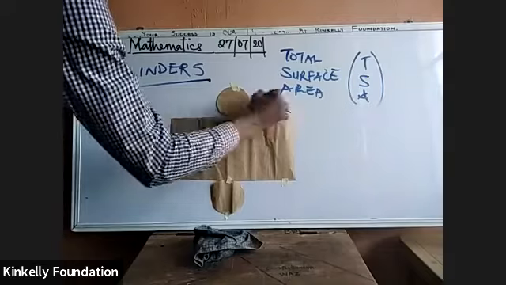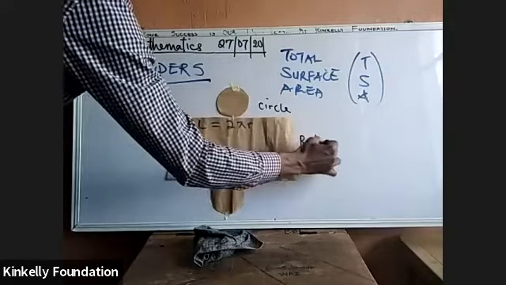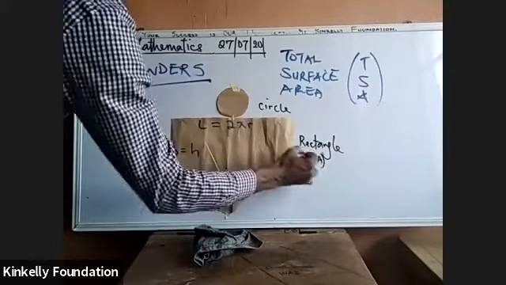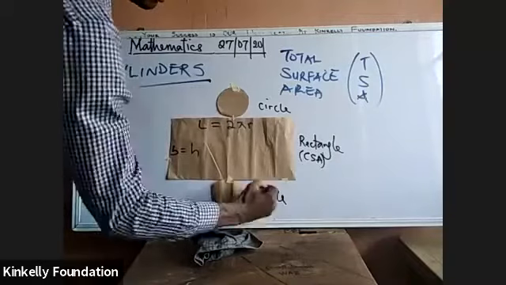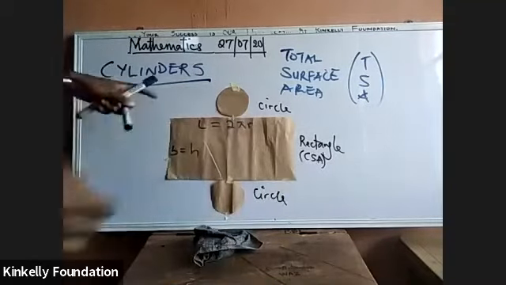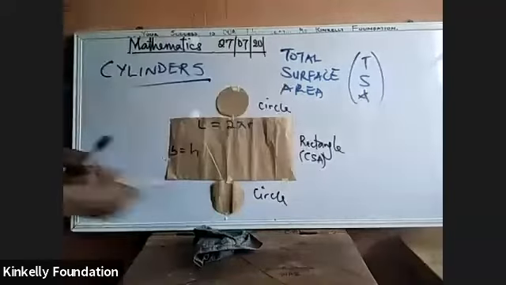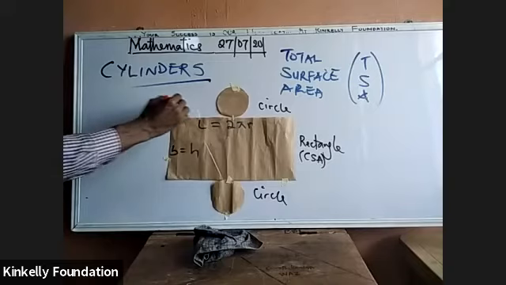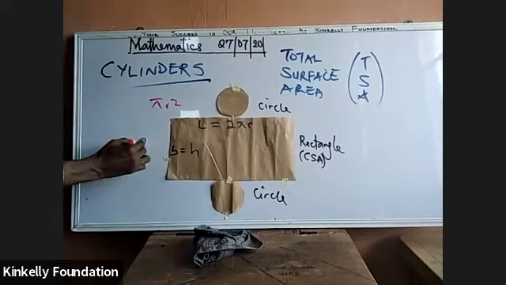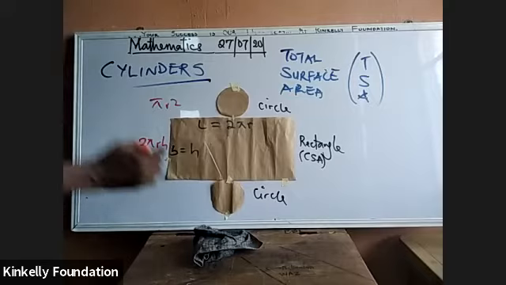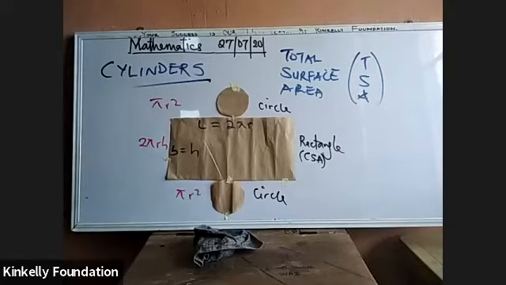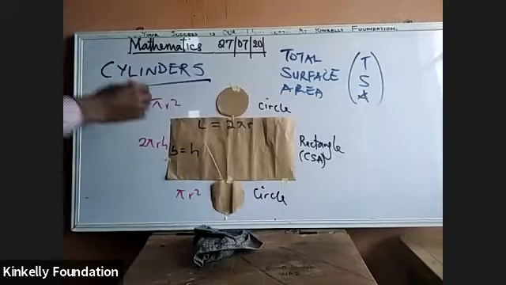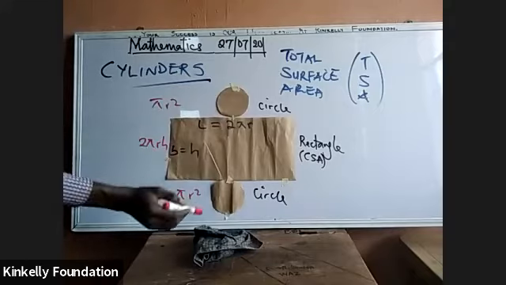Now, this solid cylinder is made up of a circle, a rectangle, which you call the CSA, and the other circle. Let us write the areas at this side. The area of this one is given as pi r square, this one is given as 2 pi r h, and this one is given as pi r square. The total of this is this plus this plus this.